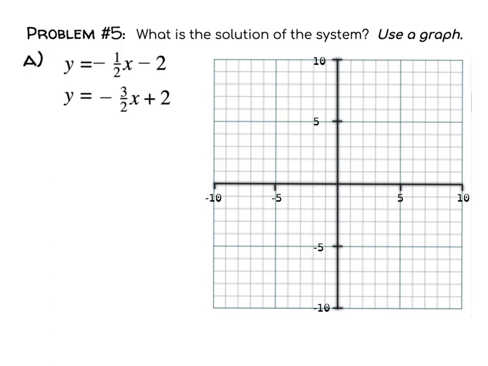Okay, this first one's going to go quick because these are already written in slope-intercept form, which makes it real easy to graph. So I'm going to graph this one in red. First thing I'm going to do is go to the intercept, -2, because we always need to start at a point we know is on the line. And I know -2 on the y-axis is on the line.